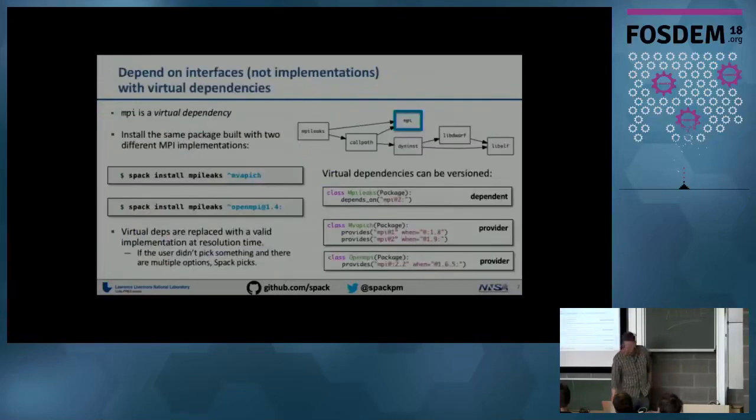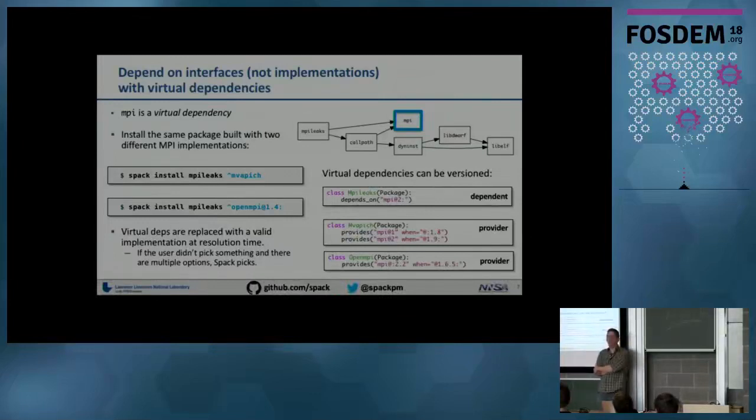The other thing in Spack that we do to enable that swapping is we have virtual dependencies. The idea is that you depend on an interface, something like MPI, or maybe people are more familiar with JPEG, where there's JPEG and JPEG Turbo. Those are interfaces, and they're not implementations.